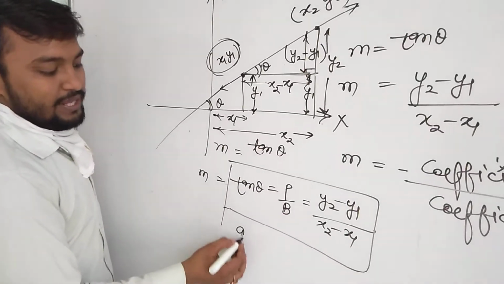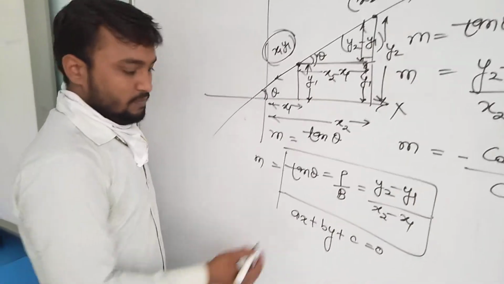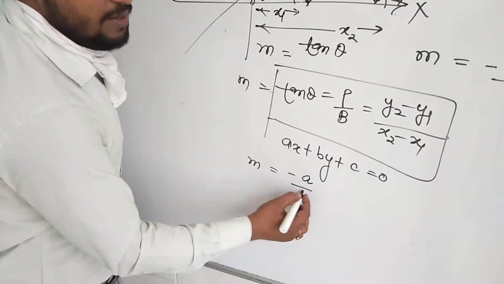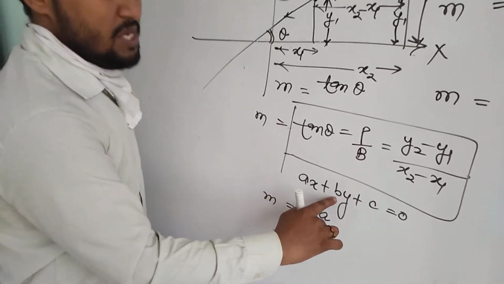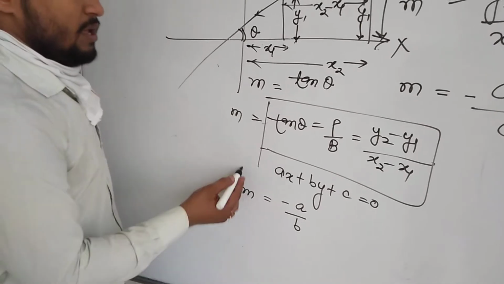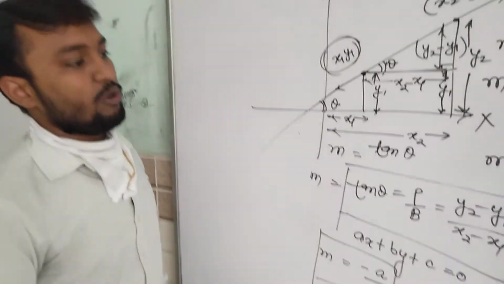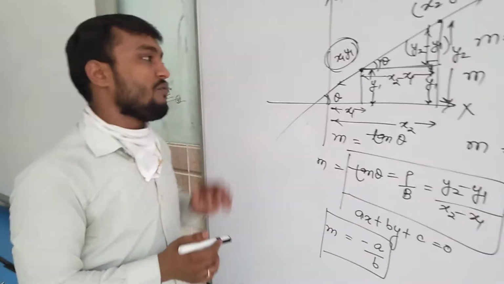Okay, one more formula. If we are given a line ax plus by plus c equals 0, at that time the slope of the line will be minus a upon b, where a is the coefficient of x and b is the coefficient of y. These are the formulas we have for the slope of a line. Are you getting it, students? Now I will tell you some more formulas of the equation of a line.